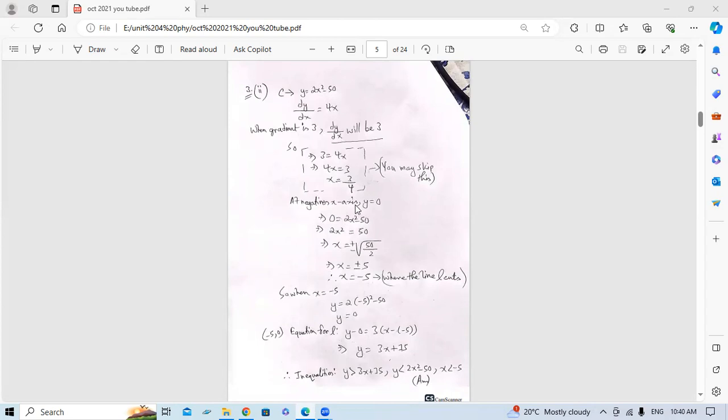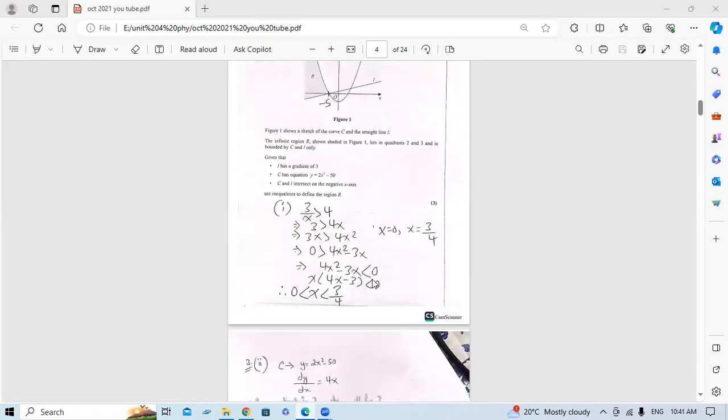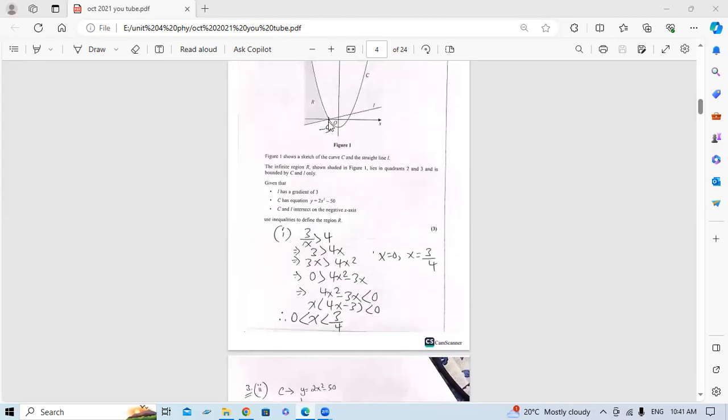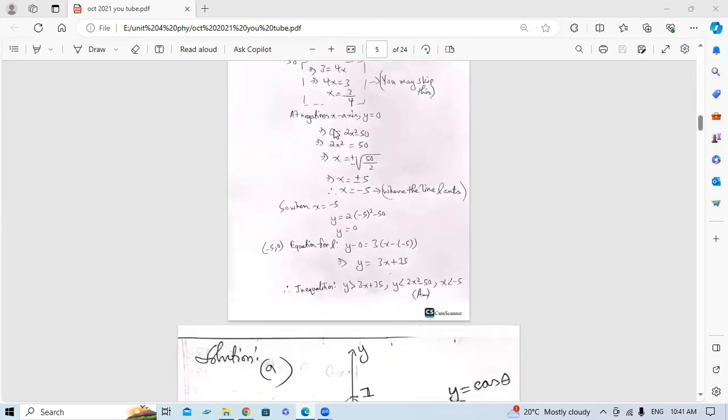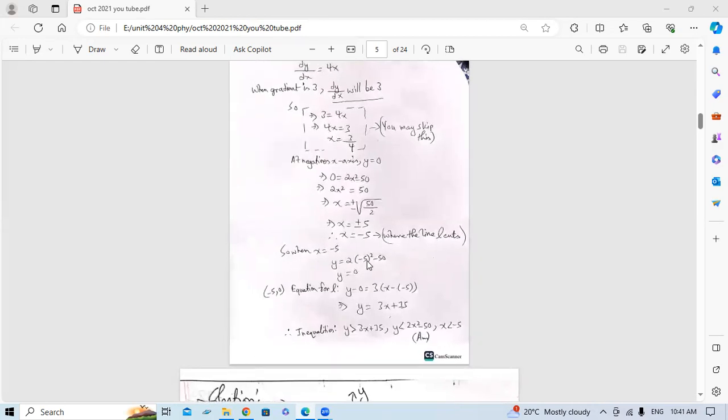At the negative x-axis, we all know that y equals 0 at any x-axis also. So 0 equals 2x squared minus 50, 2x squared equals 50, x equals plus or minus root of 50 by 2, which will be x equals plus or minus 5. As we already know in the question, where the line cuts, it's minus 5, because it's in the negative x-axis, so minus 5.